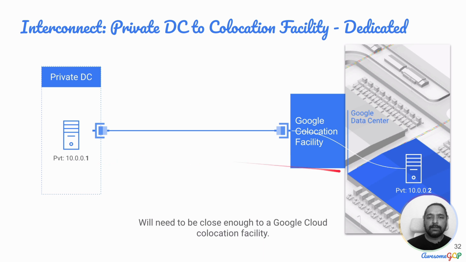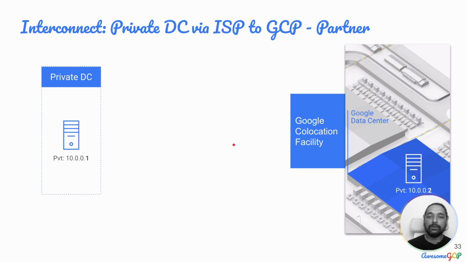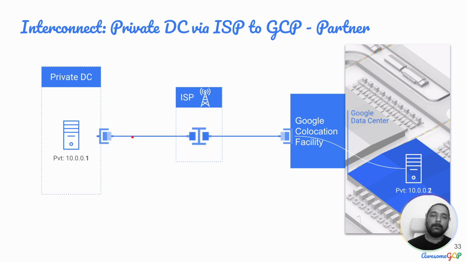Obviously, the two data centers, or your private data center, will have to be close enough to a Google Cloud co-location facility to be able to do this. In the option that you want to have private addressing, but you are not close to a co-location facility, then you can go via an ISP which already has a partnership with Google Cloud, right? So that partner interconnect will have a connection already established between that ISP and the Google co-location facility, and you can then connect from your private data center to that ISP. Even in this case, right, in the case of the partner interconnect, you're still able to have private addressing.